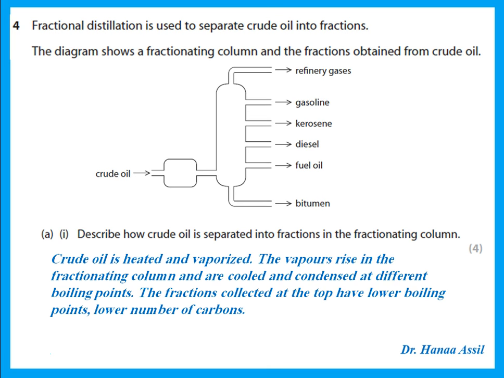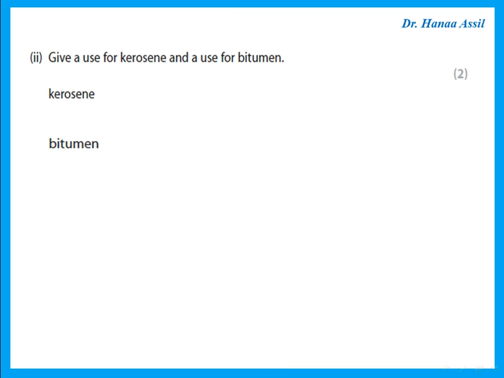The vapors rise in the fractionating column and are cooled and condensed at different boiling points. The fractions collected at the top have lower boiling points, lower number of carbons. They're also more flammable, less viscous, and so on. So this is what happens in the fractionating column.